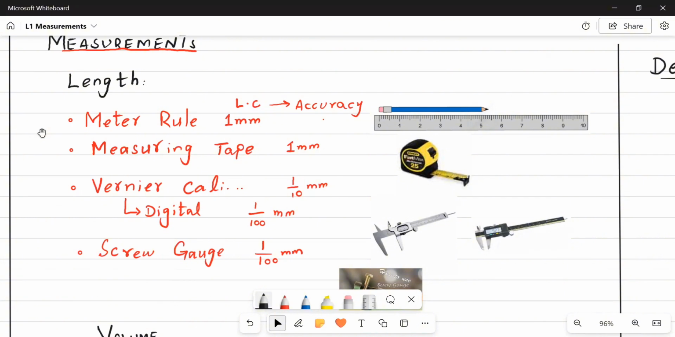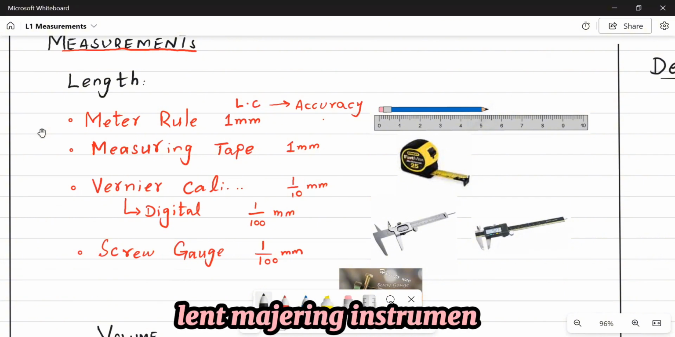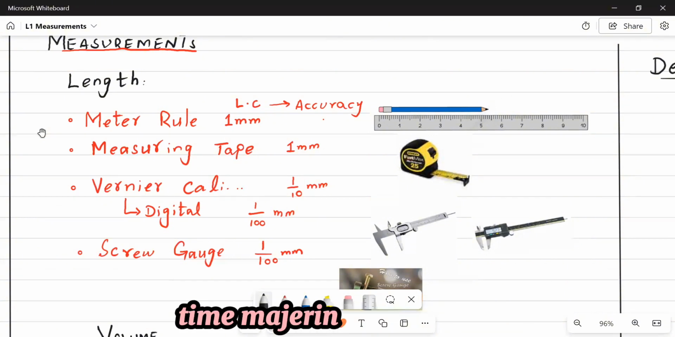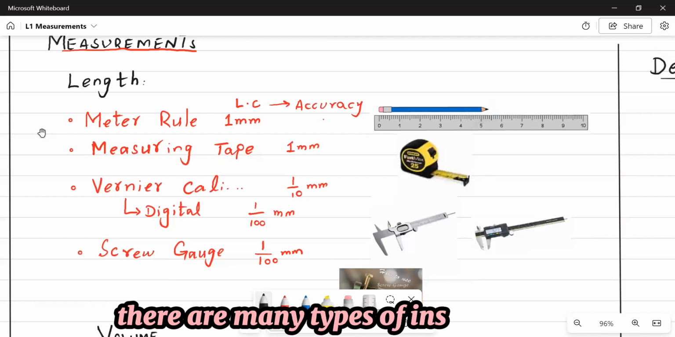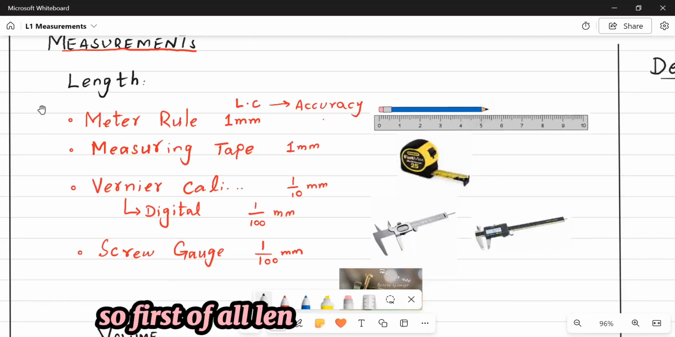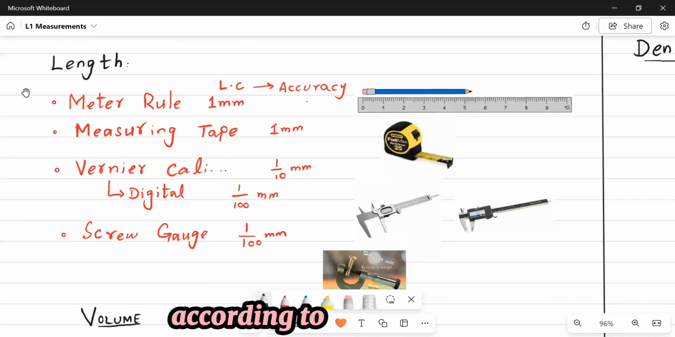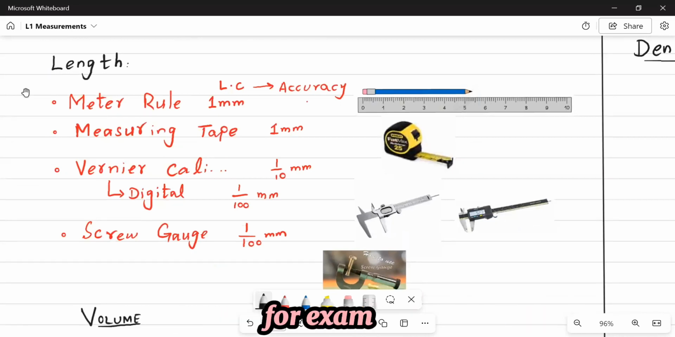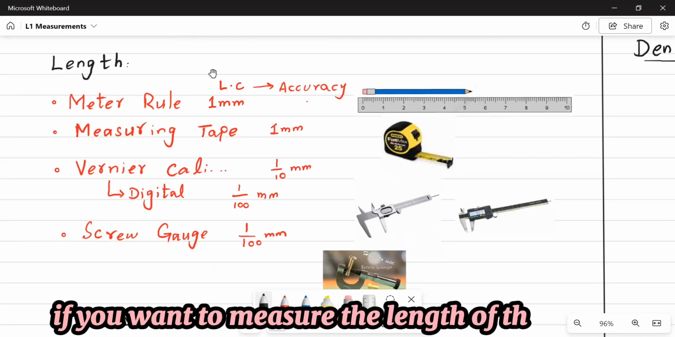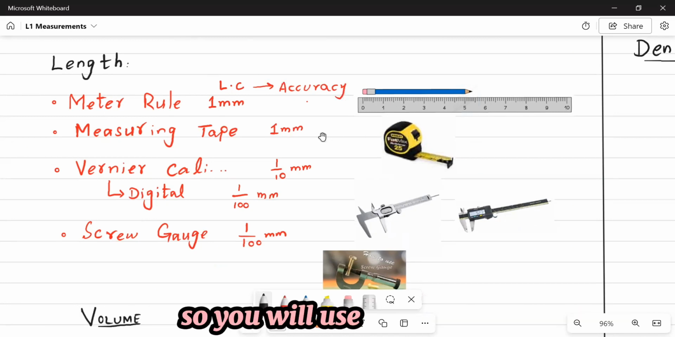For example, length measuring instruments, mass measuring instruments, time measuring instruments. There are many types of instruments. So first of all, length measuring instruments. There are many length measuring instruments according to their accuracy. For example, if you want to measure the length of the pencil, you will use a meter rule.